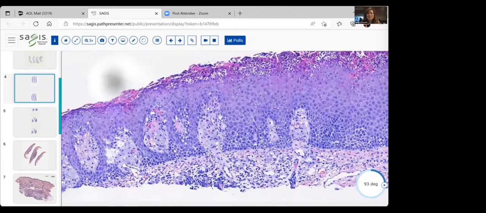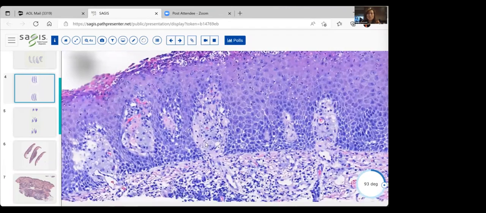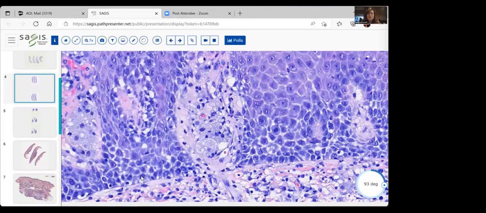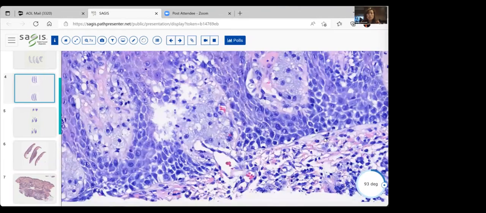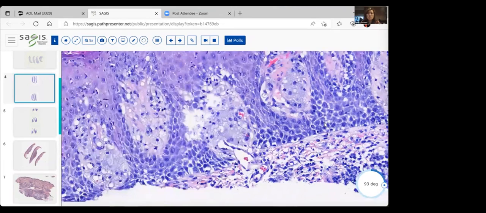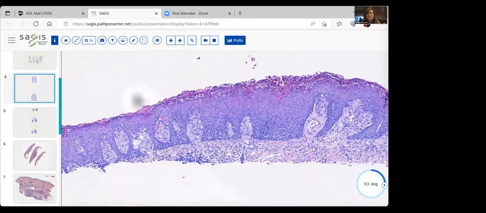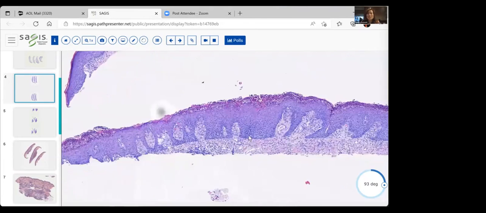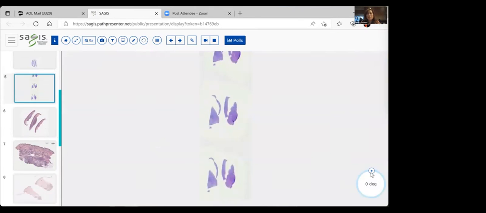And again, in derm, we don't tend to look too close, but in this case, I think you should. Beautiful foam cells here and over here. So everybody see those? So again, a great example of an entity called verruciform xanthoma. And what's nice with Sagis is you can go back and look at this over and over again. Let's go to number 5.